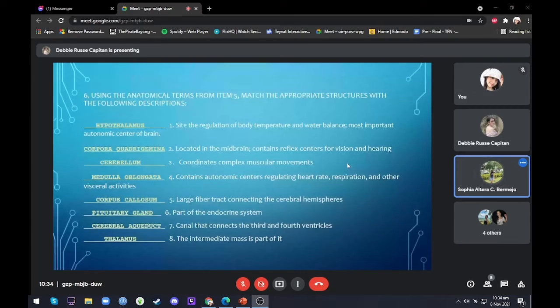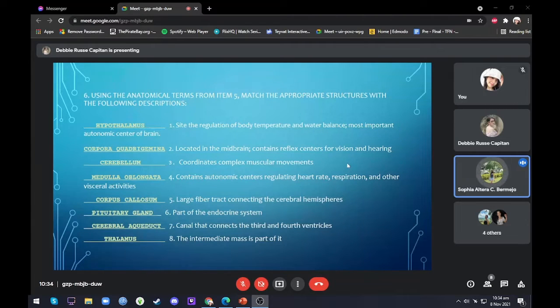So for number 6, using the anatomical terms for item 5, match the appropriate structures with the following descriptions. For question number 1, regulation of body temperature and water balance, most important autonomic center of the brain. Our answer for that is the hypothalamus. Number two, located in the midbrain, contains reflex centers for vision and hearing. Our answer for that is corpora quadrigemina. Number three, coordinates complex muscular movements. Our answer for that is cerebellum.